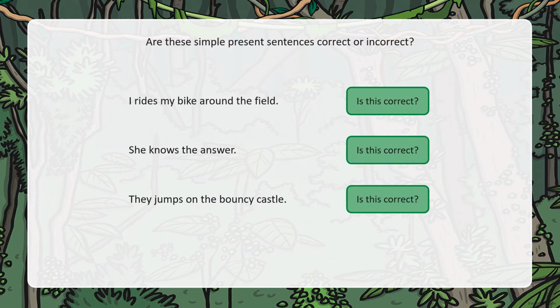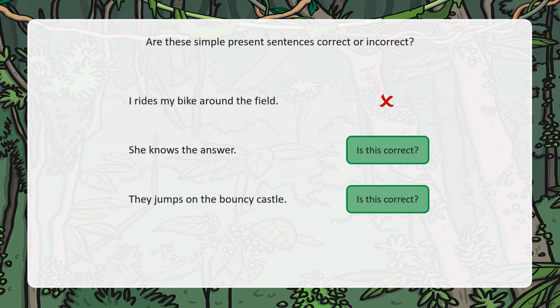Okay, so quite simply to begin with, we're going to look at these three sentences and I just want you to decide whether they are correct or incorrect. So I will read them out loud. The first one, I rides my bike around the field. Now, do you think that is correct or incorrect? Yeah, that's incorrect. That doesn't sound right at all, does it?